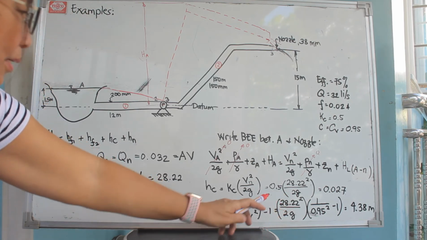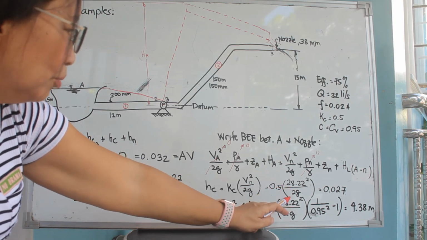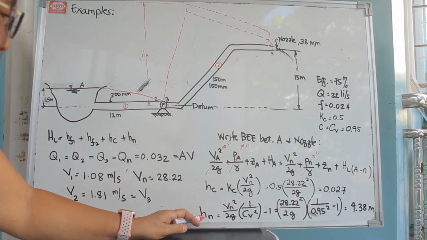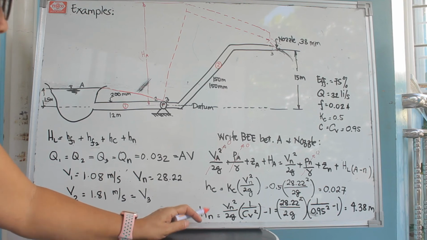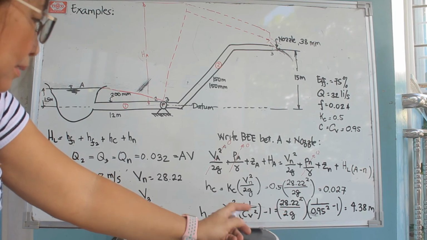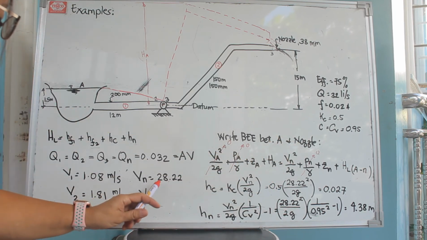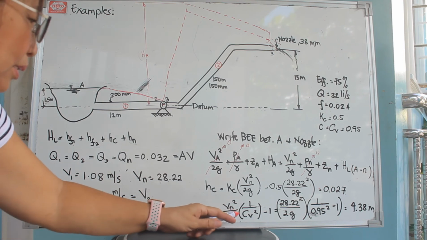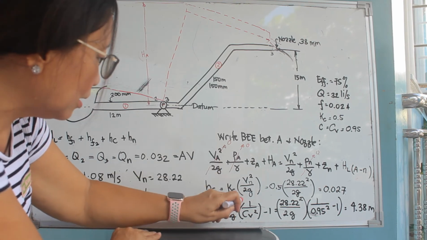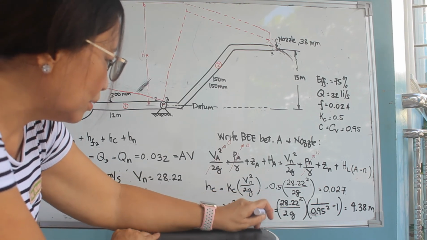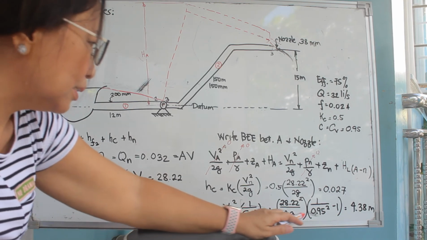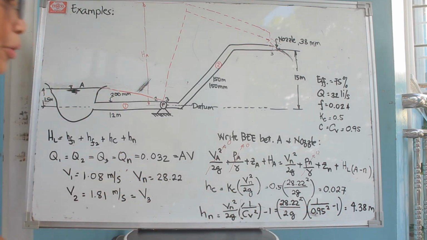Ito pa. Okay? Velocity is 28.22, over 2g. That is 0.027. Okay? The head loss at the nozzle, asan yung velocity niya? Ayun, 28.22. Okay, ito yung formula natin dun sa orifice. In terms of the coefficient of velocity, the head loss is, ayun, substitute, it's 4.38.